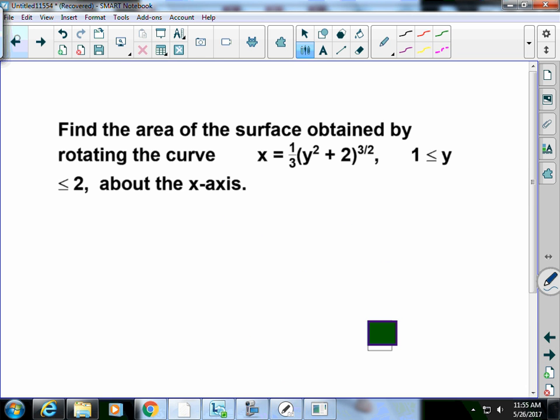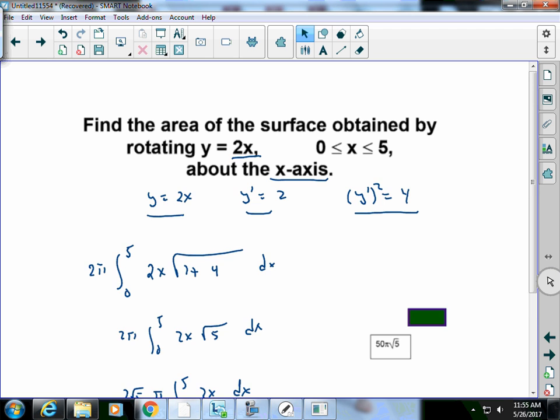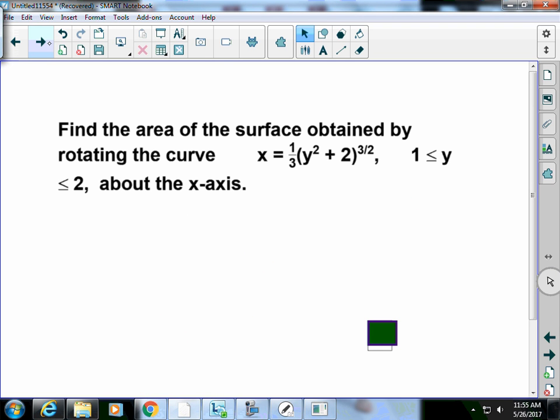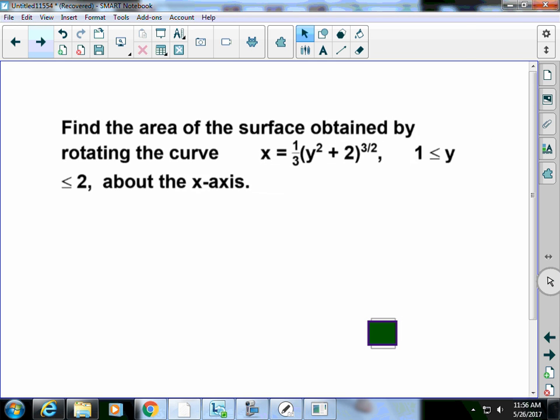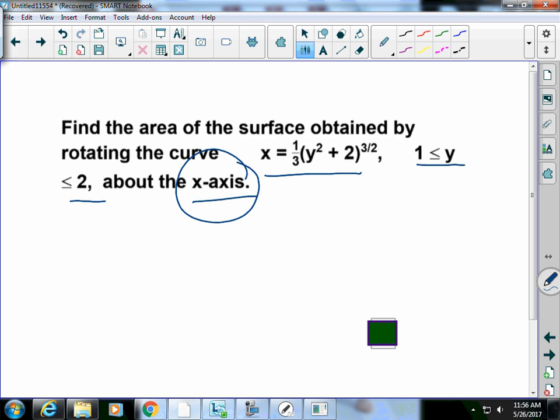Here's the answer in case you wanted to see it on the screen. So now I will find the area of the surface obtained by rotating the curve. We're in terms of y, but we're going around the x-axis.